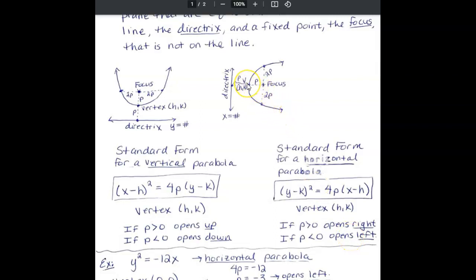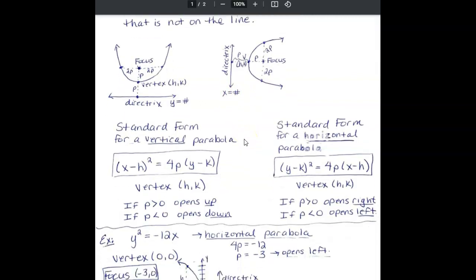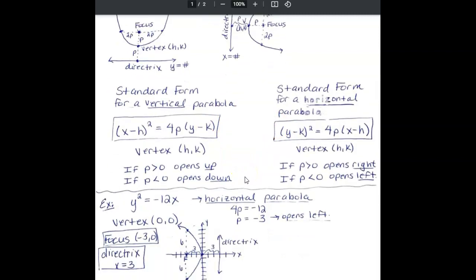This is an example of it opening to the right. If we locate our vertex (h, k) and move to the right p, we plot that point, and that's our focus. We would go up 2p and down 2p to get two points on either side to sketch our parabola. Then from the vertex, the other direction, the same distance p, gets the vertical line called the directrix. A vertical line will have equation x equals a number. So we're going to go through several examples of sketching horizontal and vertical parabolas.